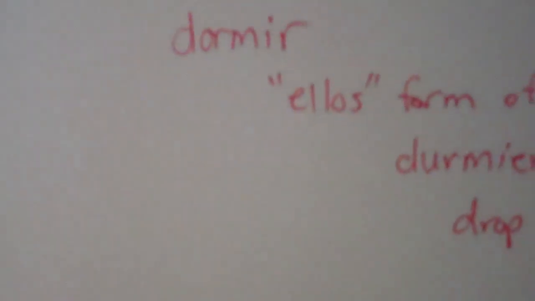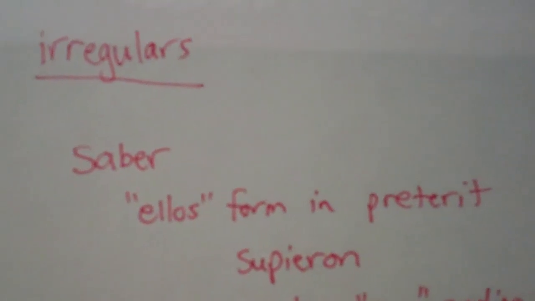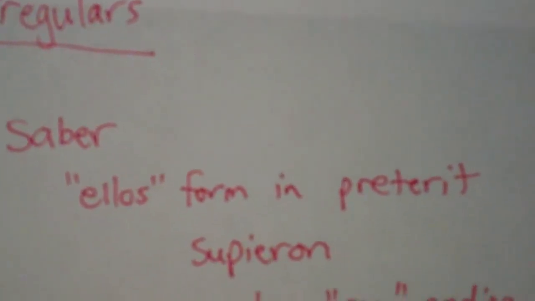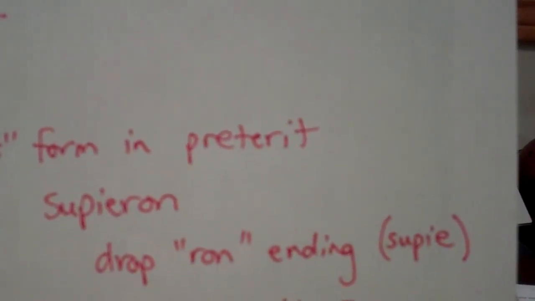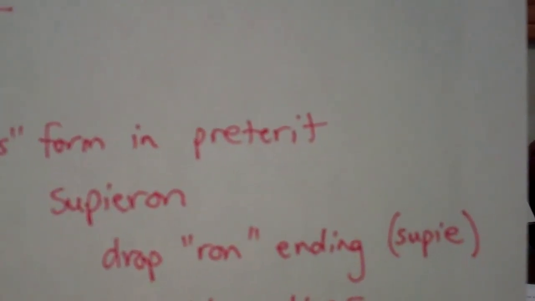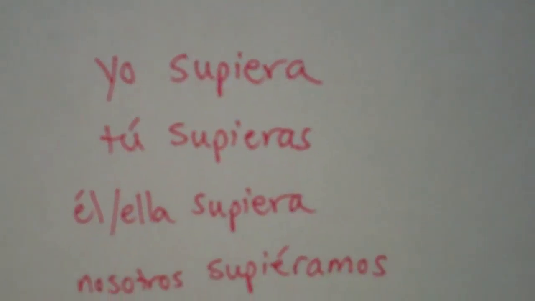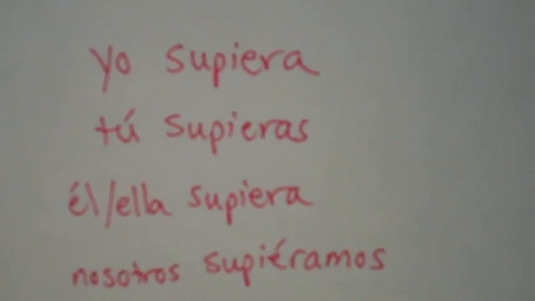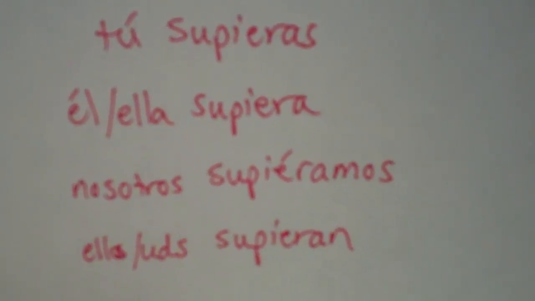Let's try one more irregular so you can see how the formation goes. Saber, that's a very irregular verb. Let's go to our ellos form in the preterite, which is supieron. Drop our ron ending. Okay, we're left with supie. And we add our imperfect subjunctive endings, as we have been doing. And we end up with yo supiera, tú supieras, él o ella supiera, nosotros supiéramos, and ellos o ustedes supieran.